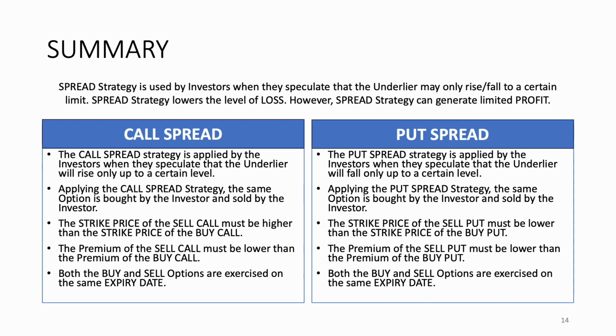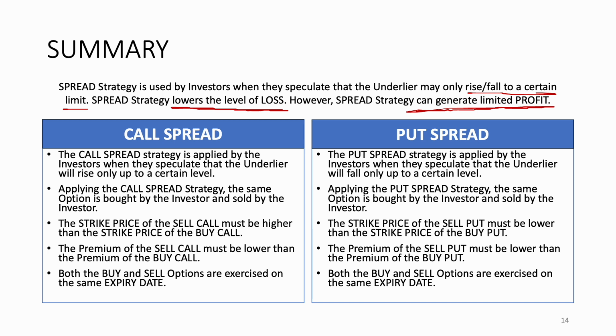We went through quite a bit of arithmetic in the last few slides, so let us just summarize what we understand by spreads. The spread strategy is used by investors when they speculate that the underlier may only rise or fall to a certain limit. So it will not rise drastically or to a very large limit. To a certain limit, it can rise or it can fall. So the spread strategy is used so that the loss from the put option or the call option is lowered. It is not eliminated, but it is lowered. And for lowering the loss from the call or the put option, the price we pay is that we can only generate a limited amount of profit.